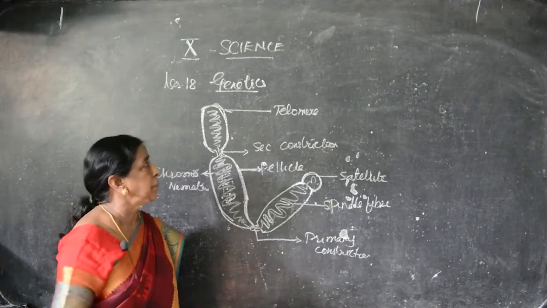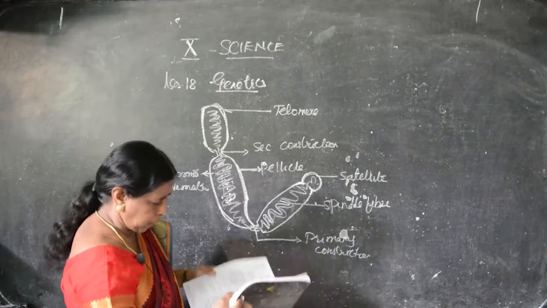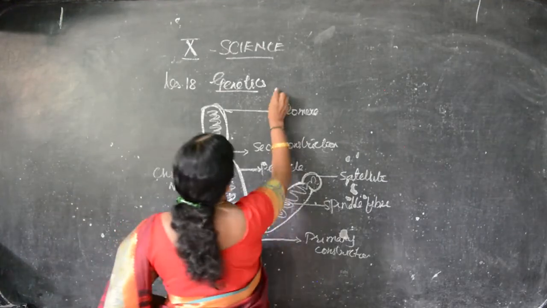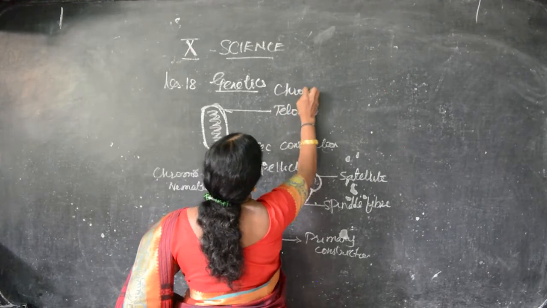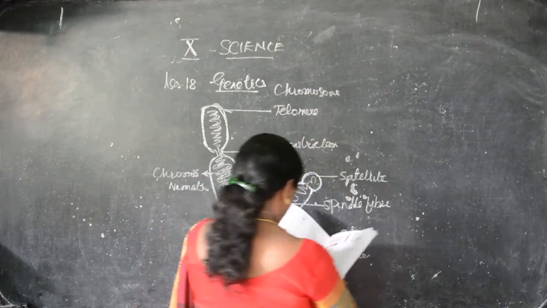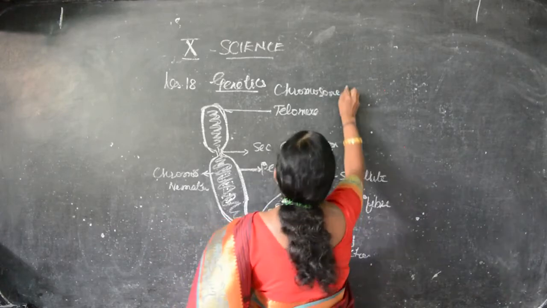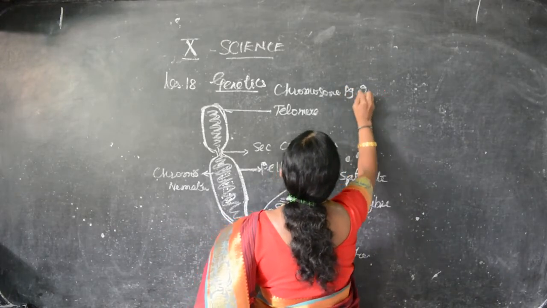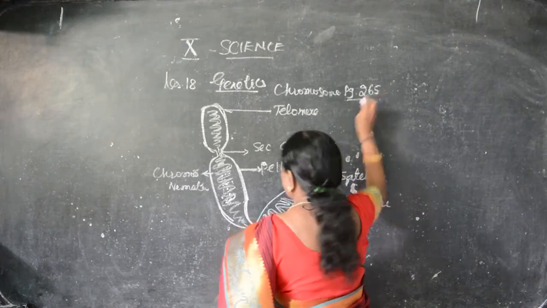Now let us see the structure of chromosome on page number 265. Page number what I said, 265. Clear?